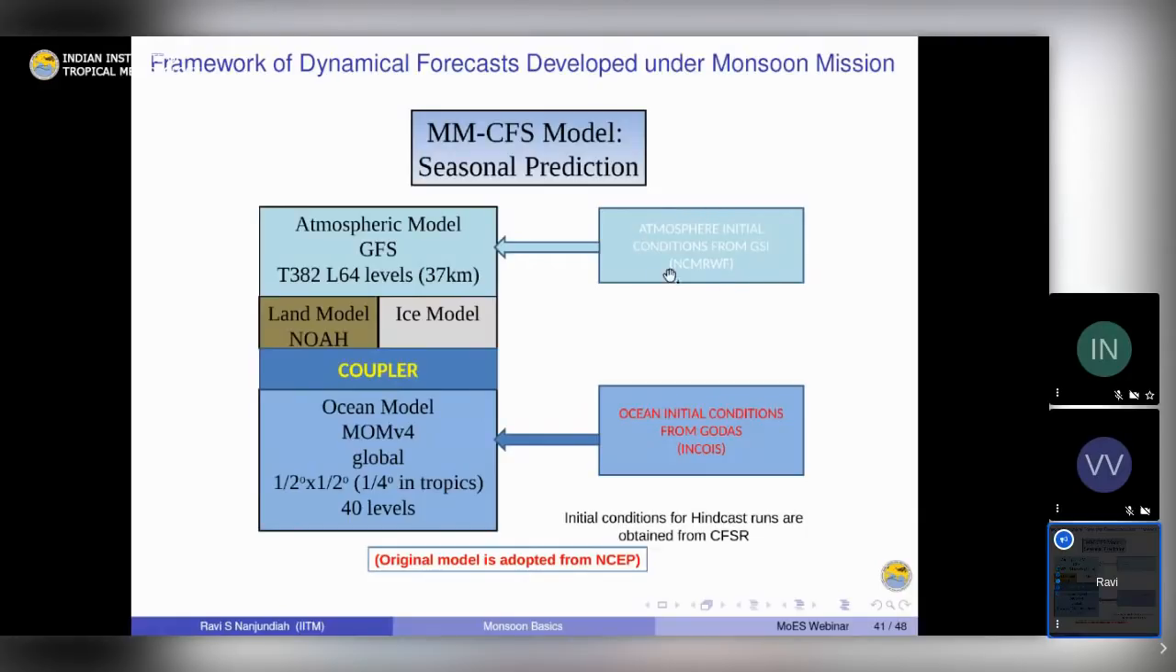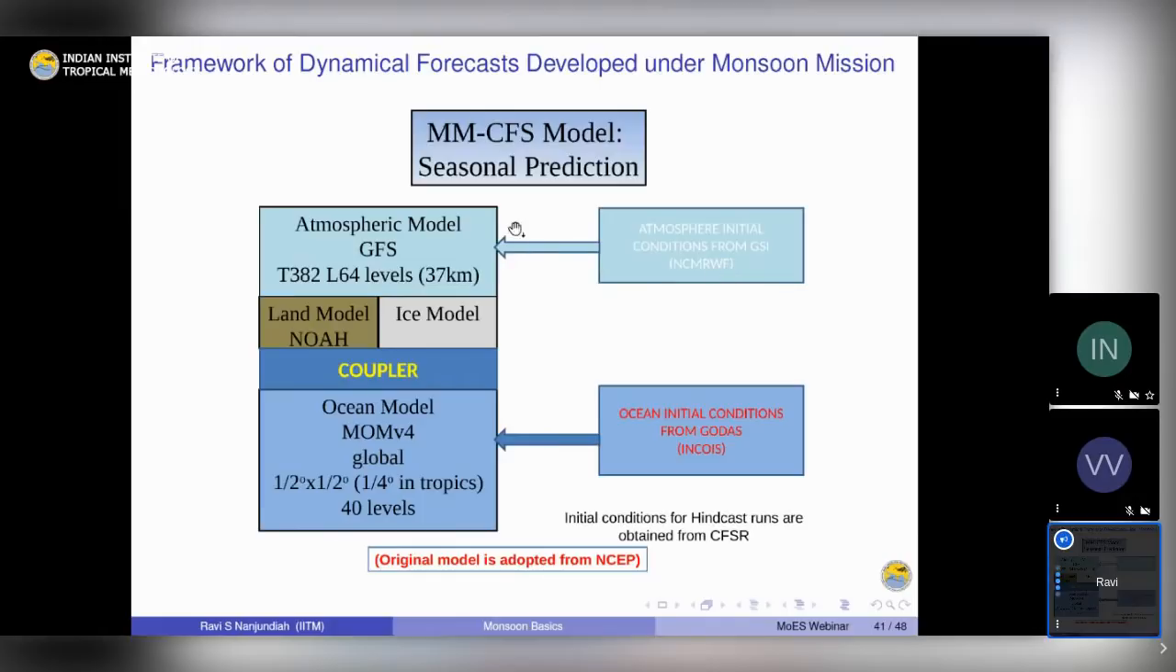They create those initial conditions using a method called GSI. And the ocean initial conditions are created by another of our sister institutes, INCOIS, Indian National Center for Ocean Information Systems, using a method called GODAS. In later discussions in one of the webinars, we will hear more about all these.